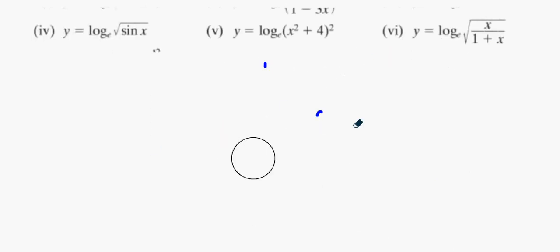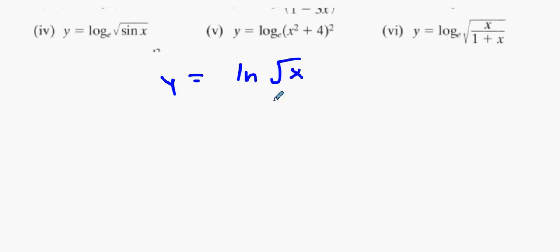Alright guys, the last one, okay? So what we're seeing with the last one is, the last one's quite a complicated question. So do a lot of prep work. First change it to ln. Then change it into root x divided by root 1 plus x. Who did that much? Right.